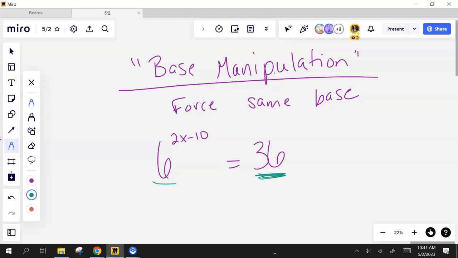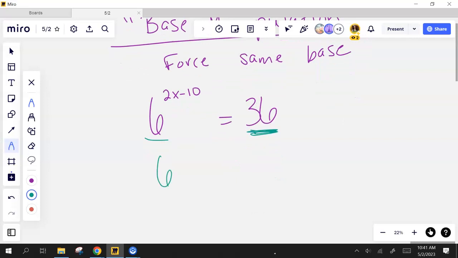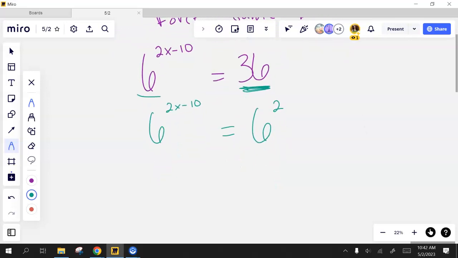What'd you find out? Do we all agree that it's the same? Now we've got the same, right? Nothing's changed. I haven't changed the value of anything. 6 to the second power is still 36. So now I'm back in the same situation where I can just drop off the bases and set the exponents equal.